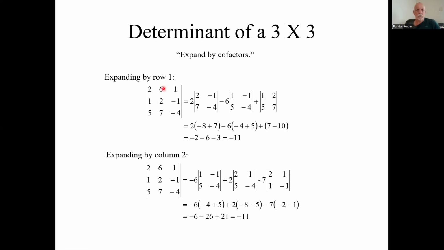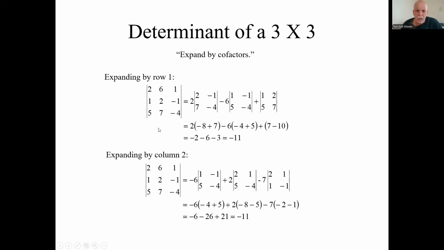Now, the second one, it's going to be that 6 times the cofactor, 1 minus 1, 5 minus 4. That was the 1, 2 term. 1 plus 2 is 3. That's odd. So I have a minus sign. Then finally, this guy, times 1, 2, 5, 7. And that was the 1, 3 term, 1 plus 3 is 4, that's even, so no sign. I calculate these 3 determinants by that X rule and do that arithmetic, I got minus 11.